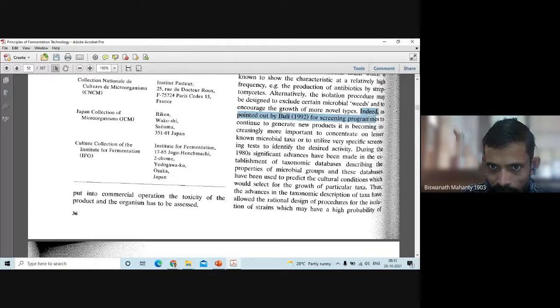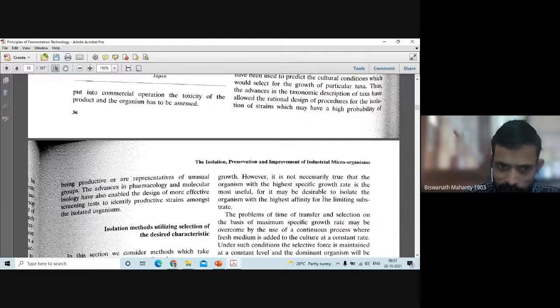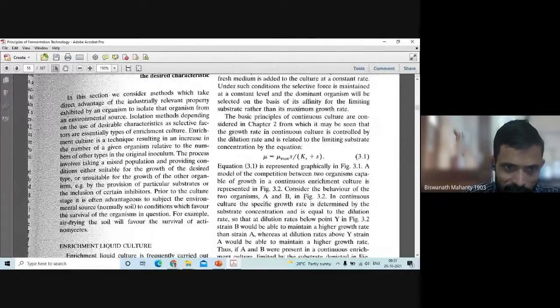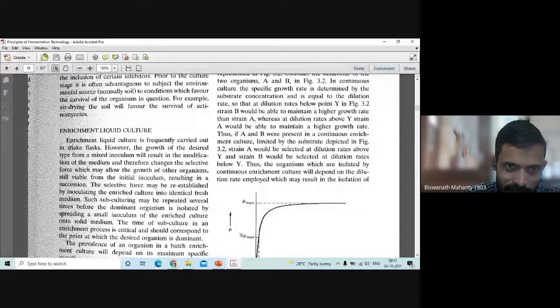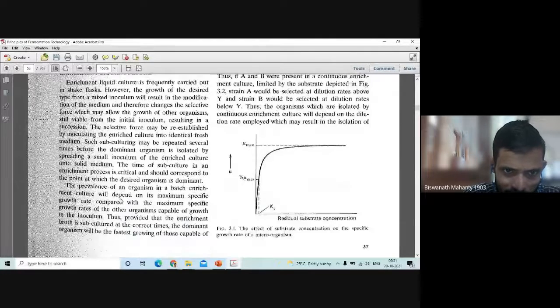As pointed out, for a screening program to continue to generate new products, it is becoming increasingly important to concentrate on lesser known microbial taxa or utilize specific screening tests. So we need to know more tests on that, because from the taxonomical database I need to know which genera are known to produce that, and which genera are non-producing. In our last class, we already talked about these aspects, that is continuous enrichment culture. Shake flask is not possible, but I think we can do this if I know the specific growth rate aspects here.